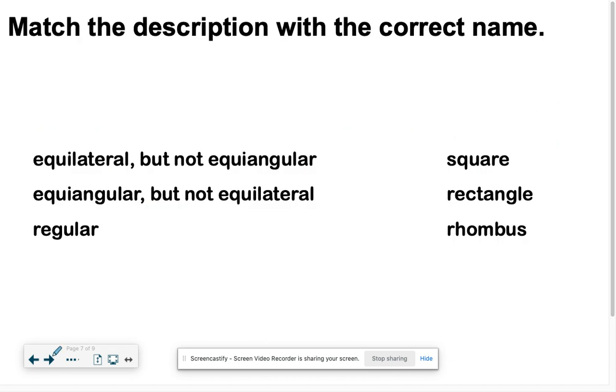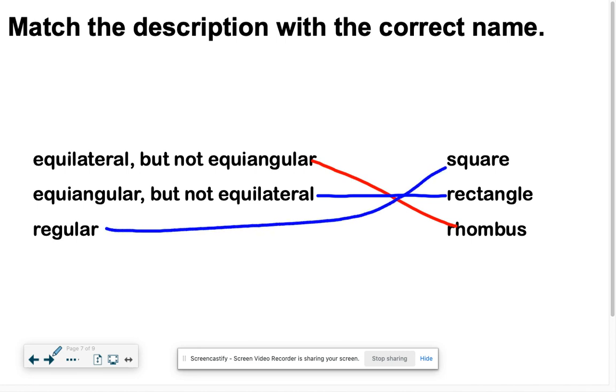Okay, match the description with the correct name. So equilateral, but not equal angular. So this one, we're just looking for equal sides. So which one out of a square, rectangle, and rhombus just has equal sides? That would just be a rhombus. Equal angular, but not equilateral. So which one has equal angles, but different sides? I hope you're thinking that's a rectangle, because we have 4 right angles, but our sides are different. And then a square would be regular because it has equal angles and equal sides.